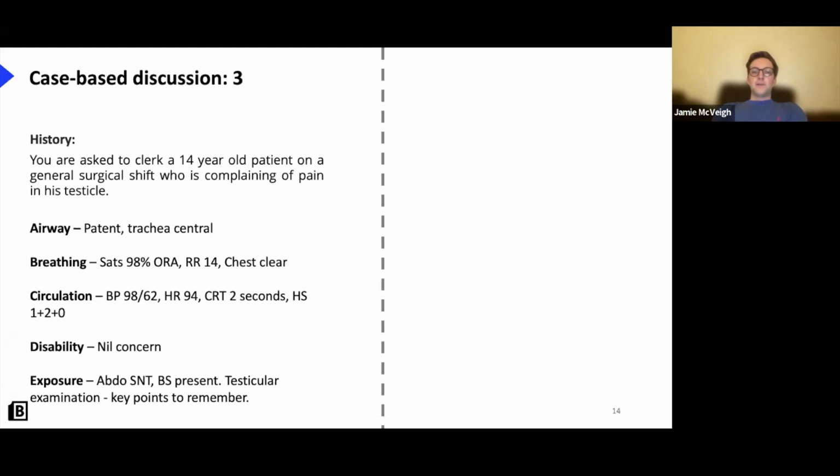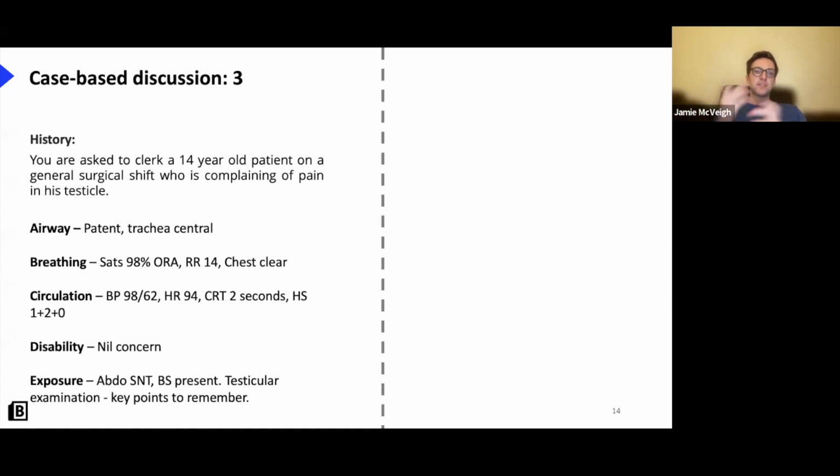And anyone know how long from onset of torsion it takes basically for the testicle to die? 6 hours. Fantastic. Good. 6 hours is the figure in everyone's head. Yeah, so that's why it's worrying. It's no joke, and they need urgent help.